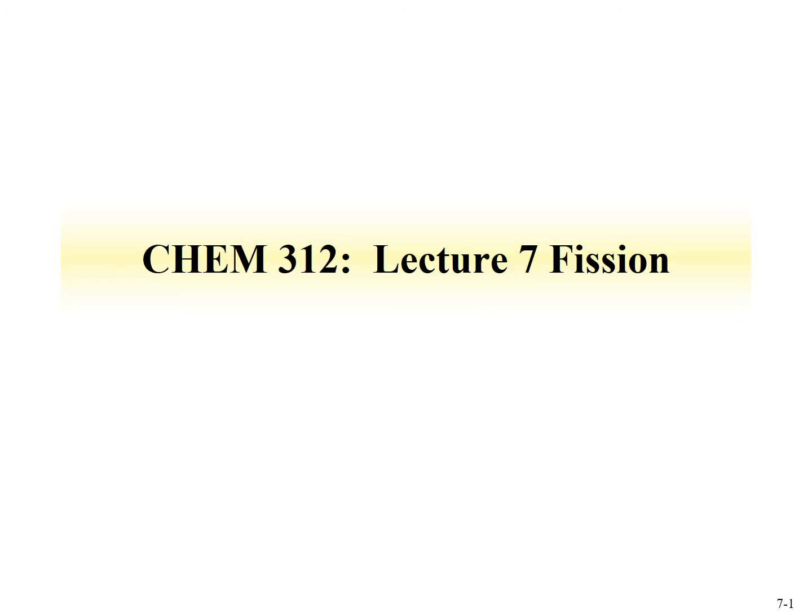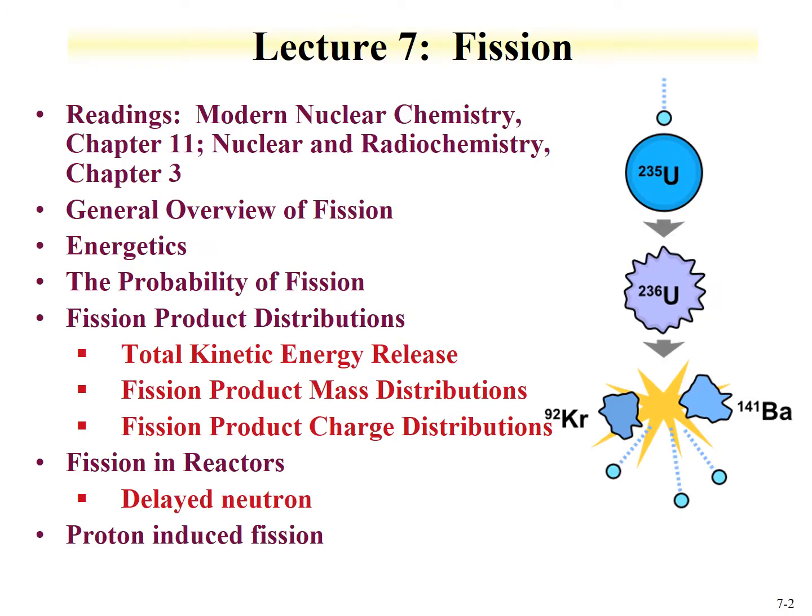So overall, in this lecture, we're going to cover the fission process. We'll have some comparisons with previous decay routes, but we're going to focus on some of the unique attributes of fission. The readings for this lecture are Chapter 11 from Modern Nuclear Chemistry and Chapter 3 from Radiochemistry. The lecture covers a general overview of fission.